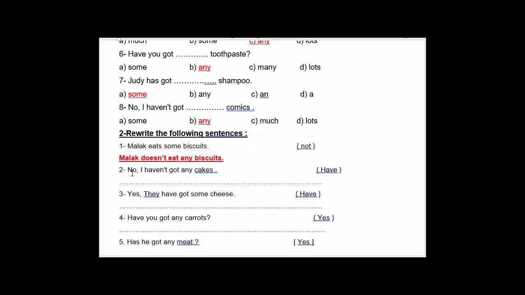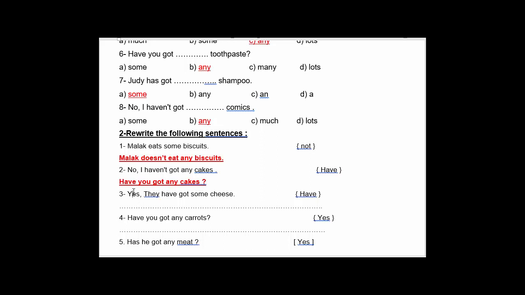Number two. No, I haven't got any cakes. Use have. So we start with have. Have you got any cakes? We use any because we use any in negatives and questions, and this is a question sentence. So the answer is, have you got any cakes?